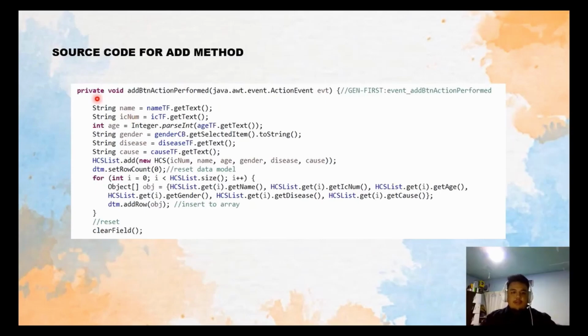Source code for the add method. So for the name, IC number, gender, disease and cause, we declare them as strings. For integers, we just declare age as an integer. For the gender, we make the user choose between female or male. This is the array function where we make the array display. So we print IC number, name, age, gender, disease and cause. And this is how we reset to 0 in the box.